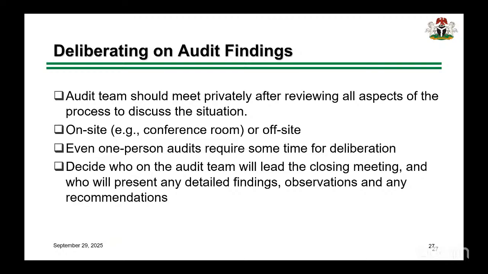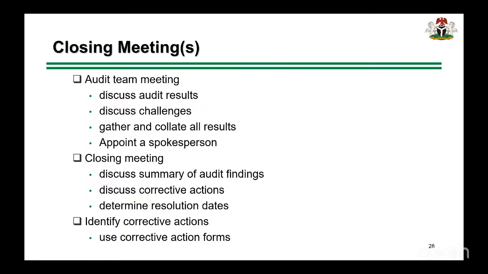The audit team should meet privately after reviewing all aspects of the process to discuss the situation. Sometimes we have an on-site conference room or an off-site meeting, depending on where you want to discuss that. Even a one-person audit requires some time for deliberation. So you have to deliberate on all these findings and ensure that you do the right things. Decide who on the audit team will lead the closing meeting and who will present any detailed findings, observations, and recommendations. This is very, very important.